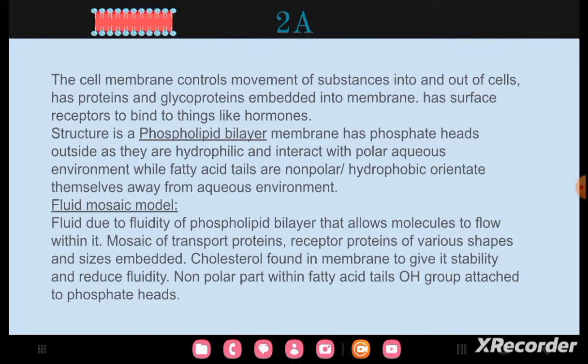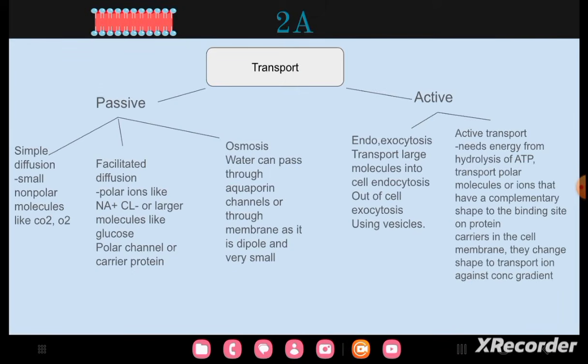It's mosaic because of the transport proteins and receptor proteins that have various shapes and sizes embedded randomly into the cell membrane. Cholesterol is found in the membrane to give it stability and reduce the fluidity. The nonpolar part of the cholesterol is embedded into the fatty acids, and the OH group is with the phosphate heads to keep it in place.